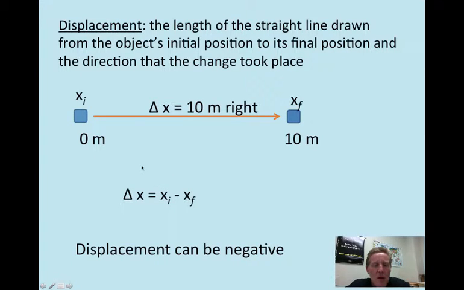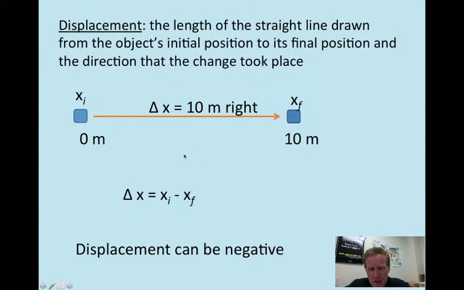For example, in this drawing here, we have x initial and then x final. Since it's 10 meters to the right, we would report that as change in x equals 10 meters to the right. Sometimes we just give that as in the positive direction, or we would just say 10 meters. Typically though, we'd like to say right or left, up or down.